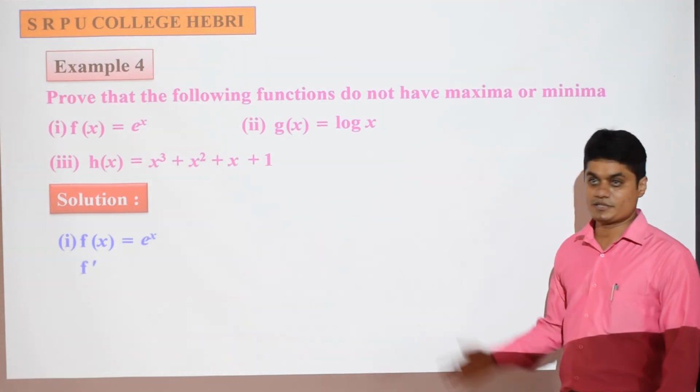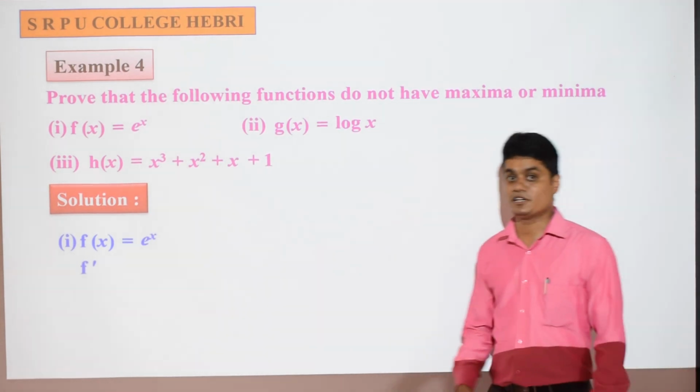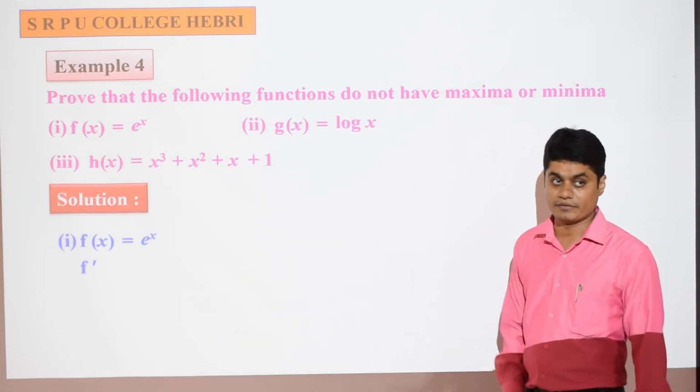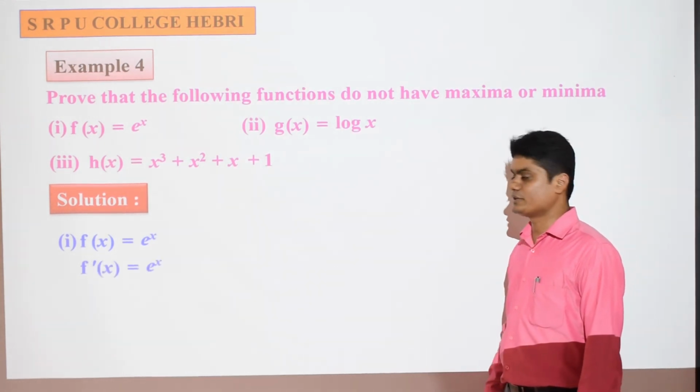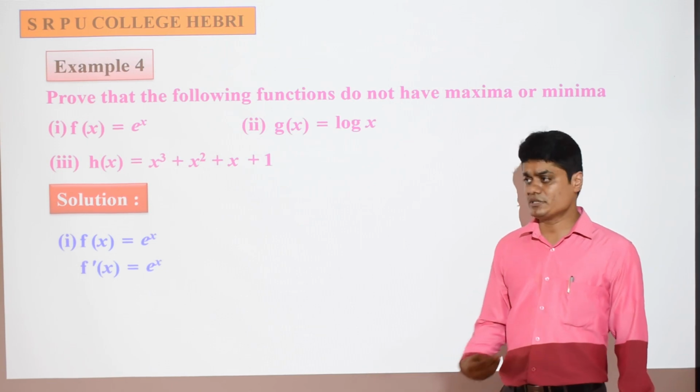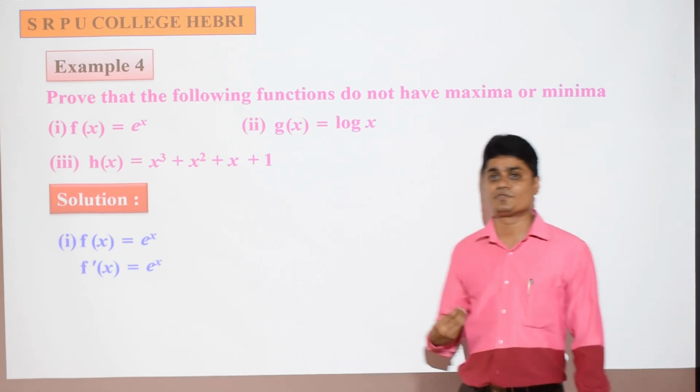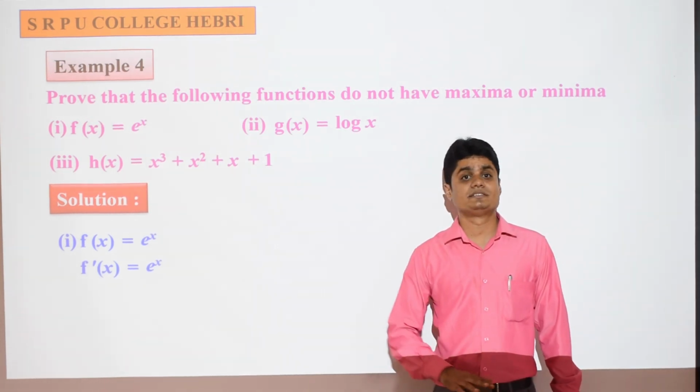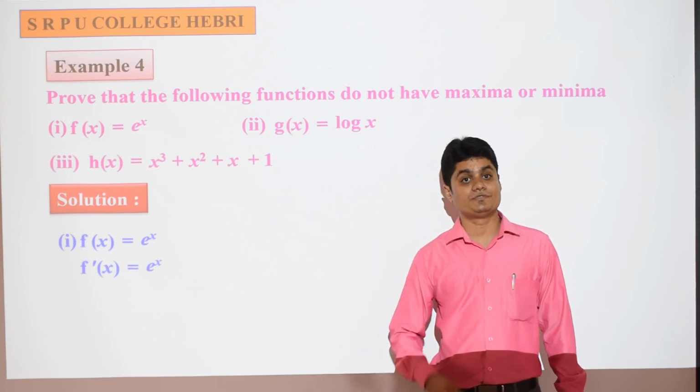Differentiate. What is the differentiation? You know e power x is one of the special functions. You differentiate or integrate, it will not change. So f dash of x equal to e power x. Now the question comes, can this be equal to 0 for any x? E power x is, you know, never equal to 0 for any x.